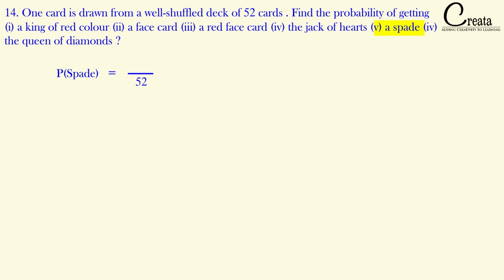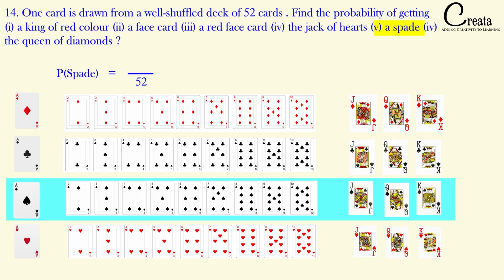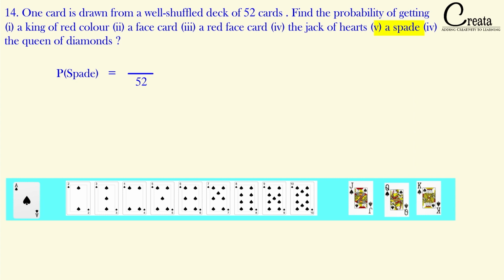So let's move to the fifth part, a spade. So if you check all the 52 card, what is the possibility or what is the favorable case of the spade cards? We are having total 13 spade card. So the favorable outcome are 13 spade card. So we got 13 in the numerator, 52 in the denominator. On solving, we got our answer as 1/4. Got it? 13 spade card in the numerator.